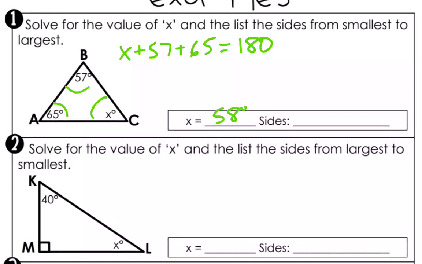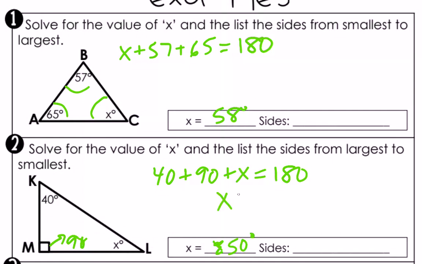Don't worry about the part about the sides. We'll talk about that later. This symbol, remember, means it's 90 degrees. So the sum of the angles in a triangle are 180. So 40 plus 90 plus x equals 180. So x equals 50 degrees, because this is x plus 130 equals 180, and subtract it over.